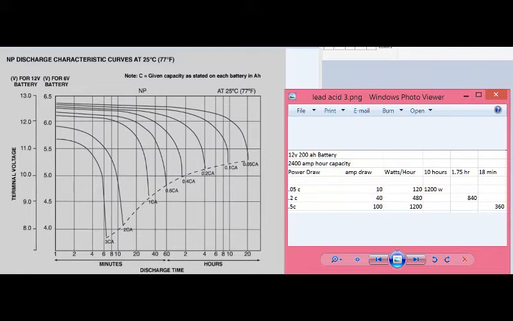And if you go down to the 0.5 C, which is equivalent to a microwave, anything pulling a kilowatt, a little bit more than a kilowatt, the 12-volt battery takes 100 amps from the battery, and it's burning 1200 watts per hour, and you only can pull that for 18 minutes. And when you do, you're only pulling 360 watts. So that's well below the 1200 watts, half of the capacity, but that is all that battery can give you.